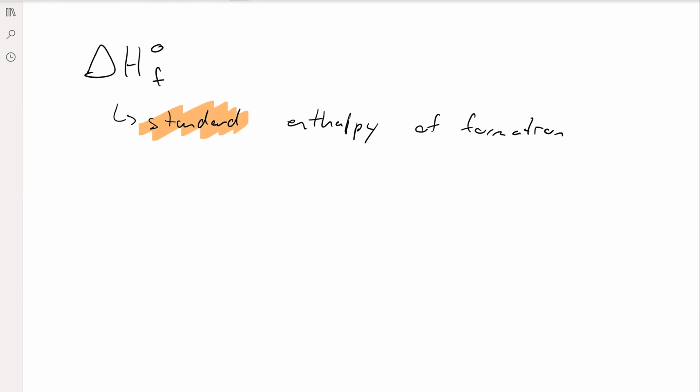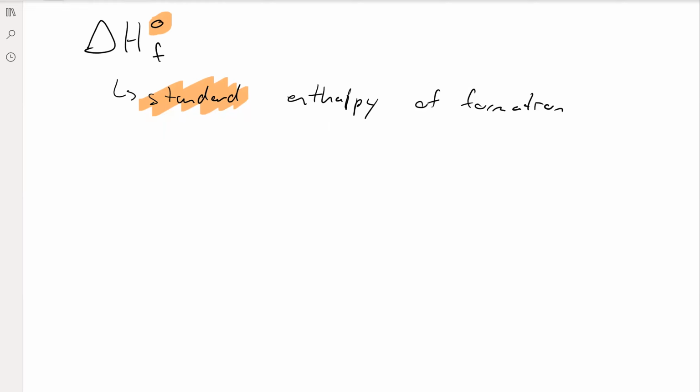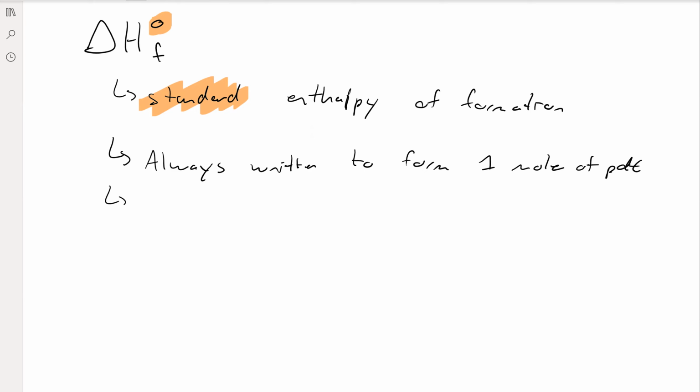The reason that it's called standard is because we're at these standard states. Again, pressures, about 1 bar or 1 atmosphere, temperature about 25 degrees Celsius. If you have solutions, it'd be 1 molar. In terms of these delta H of formations, they're always written to form 1 mole of product. And everything is always in its pure elemental form, or always formed from the pure elemental form.